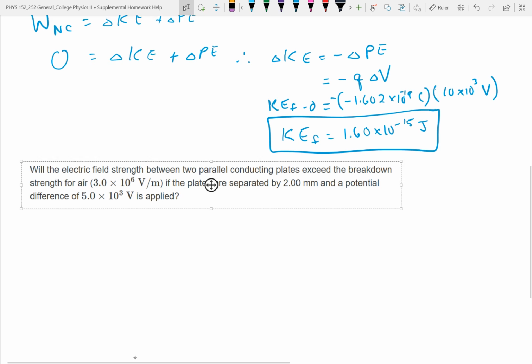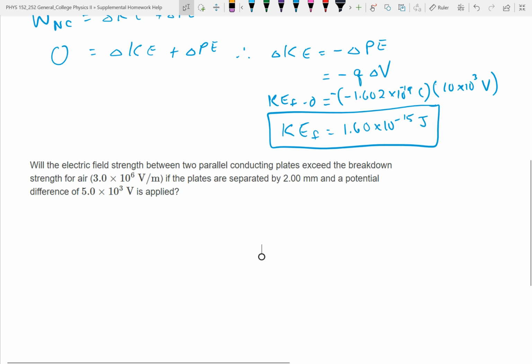Will the electric field strength between two parallel conducting plates exceed the breakdown strength for air, which is 3 million volts per meter, or 3,000 per millimeter, if the plates are separated by 2 millimeters and the potential difference is 5 times 10 to the third volts? So tell me, how do I approach this? What's the first thing I should do?